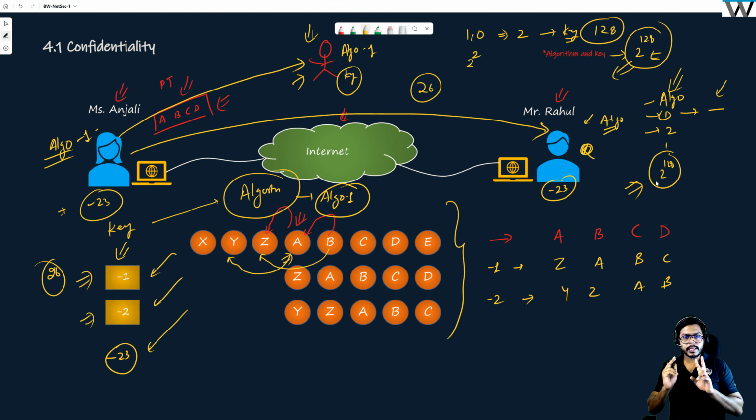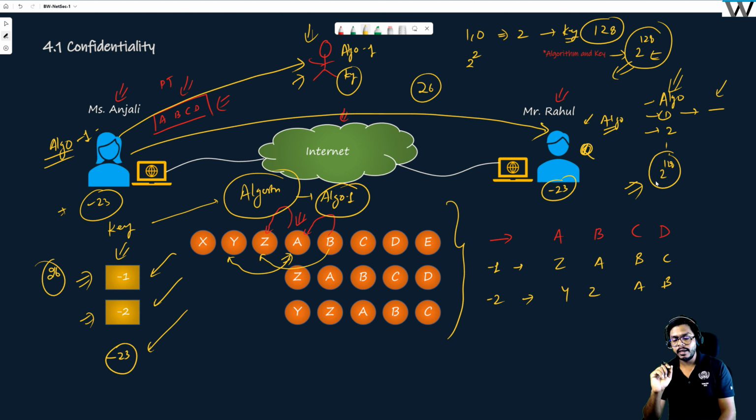So two things are important in confidentiality. One is your algorithm. Of course, it can be known by everybody because it is just the rearrangement of things. And the second thing is your key value.